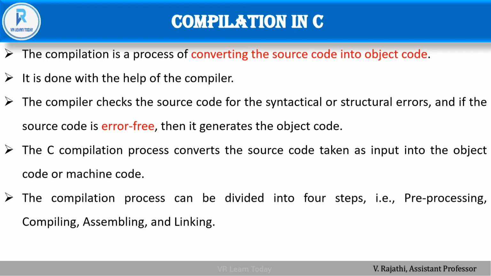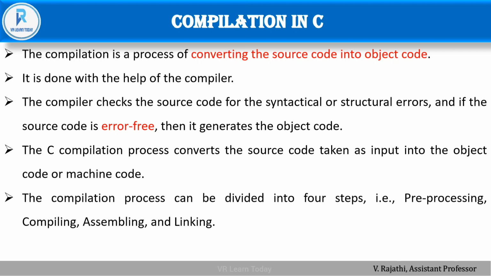First we have to know what compilation is. Compilation is the process of converting the source code into the object code. Source code is nothing but the code we write, starting from hash include and ending with getch. This part is called the source code, and it is converted to the object code when we do the compilation. It is done with the help of the compiler. The compiler checks the source code for syntax or structural errors, and if the source code is error free, then it generates the object code.